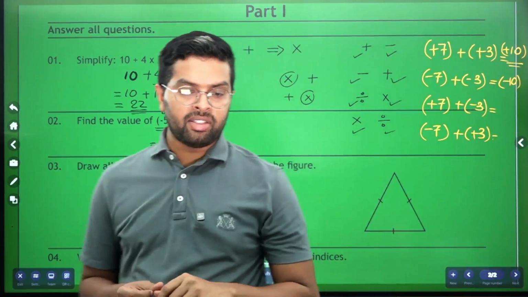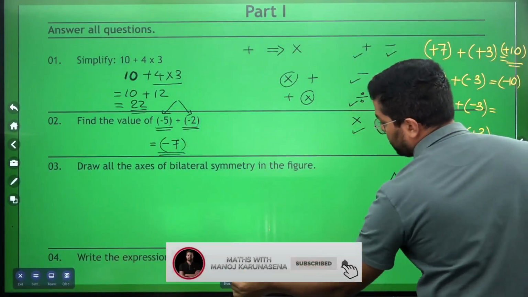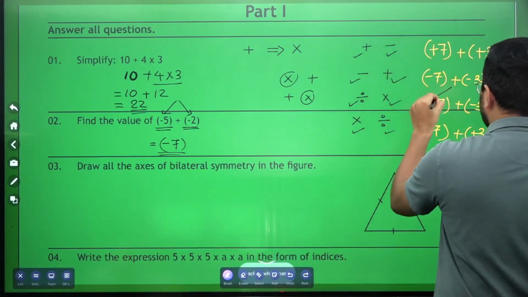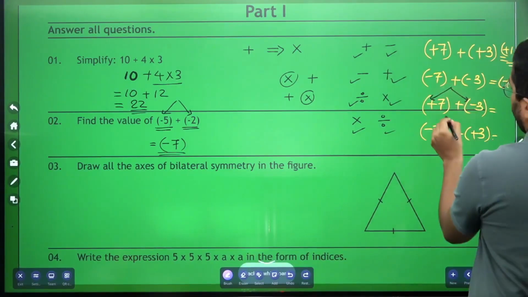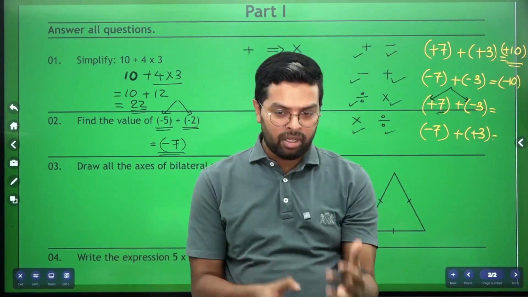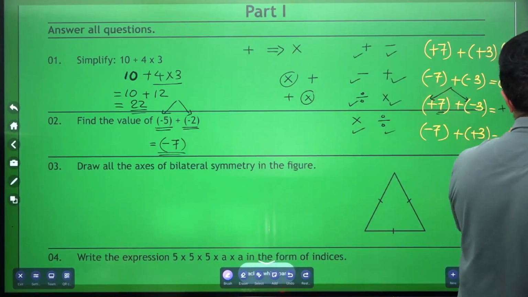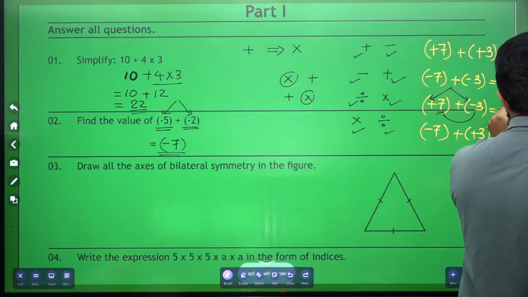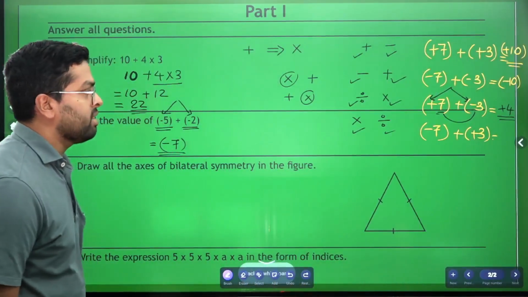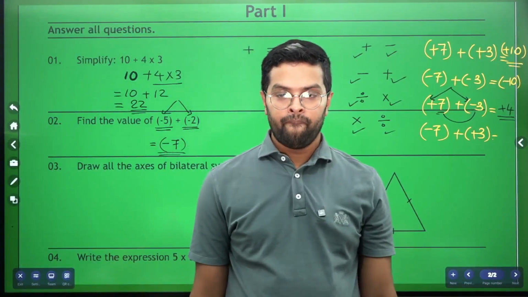Positive 7 plus negative 3. Now the directions are opposite. We have numbers in opposite directions, positive 7 and negative 3. When you're looking at the numbers only, without looking at the symbol, 7 is the larger number. So you put the symbol of the larger number and then take the difference between these two numbers. So positive 7 plus negative 3, answer is positive 4.